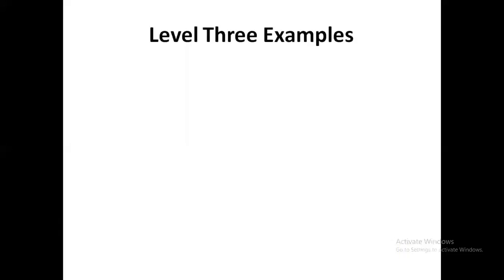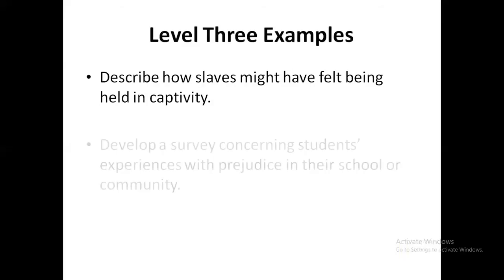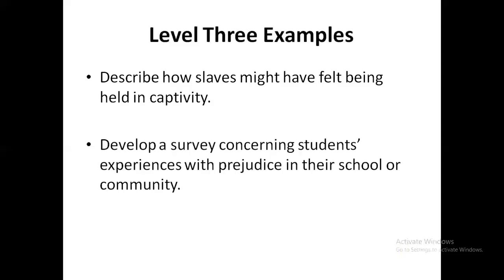Now we'll take a look at our level 3 examples, and once again we'll start with the one that's from the worksheet. This qualifies as level 3 because it encourages empathy. Whenever we ask students to put themselves in the shoes of another race, ethnicity, or socioeconomic group, we are encouraging empathy. Describe how slaves might have felt being held in captivity. Develop a survey concerning students' experiences with prejudice in their school or community.